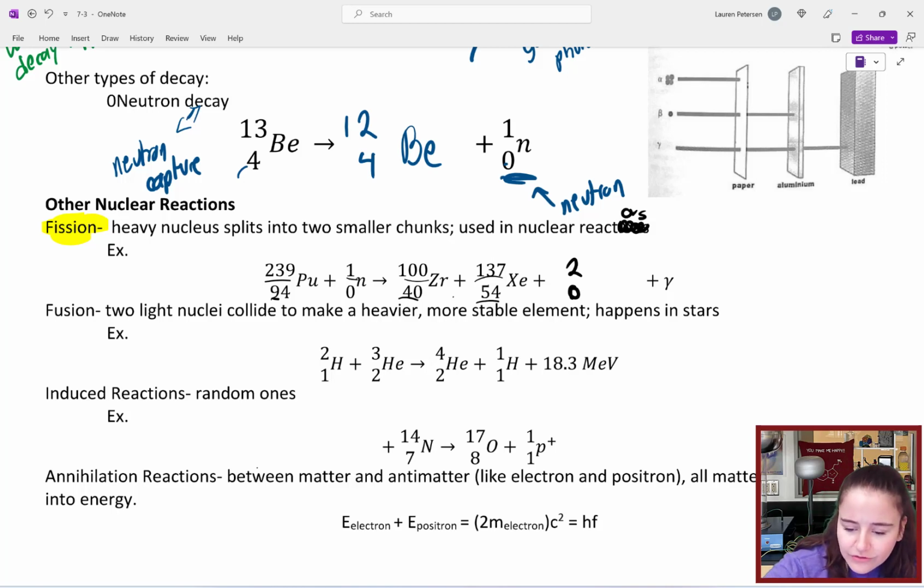100 and 137, 143 neutrons, okay? There's a release of 3 neutrons. Oh, a neutron just has a 1, 0.